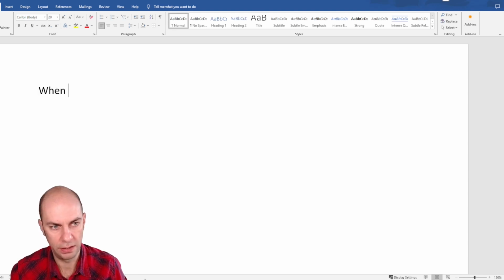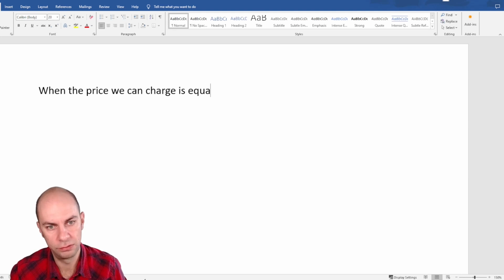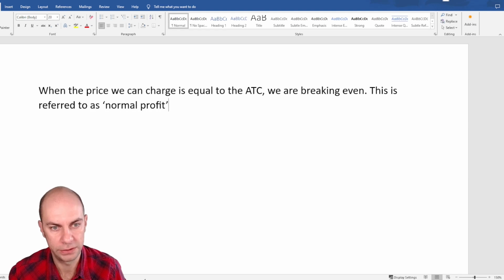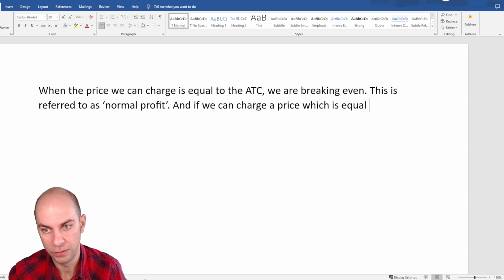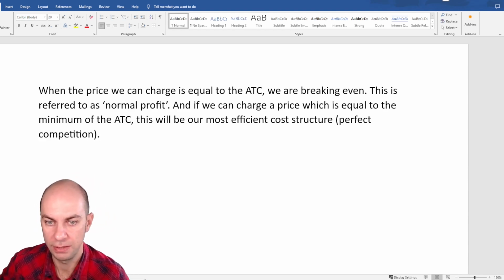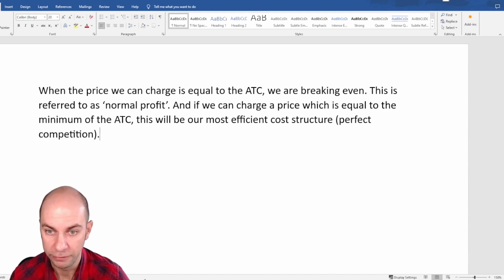Okay, so when the price we can charge is equal to the average total cost, we are breaking even, right? We understand that. But this is referred to as normal profit in economics, okay? And if we can charge a price which is equal to the minimum of the ATC, this will be our most efficient cost structure. And spoiler alert here, this will be known as perfect competition. So if you can charge a price which is the minimum of the ATC, you're going to have a perfect competition.